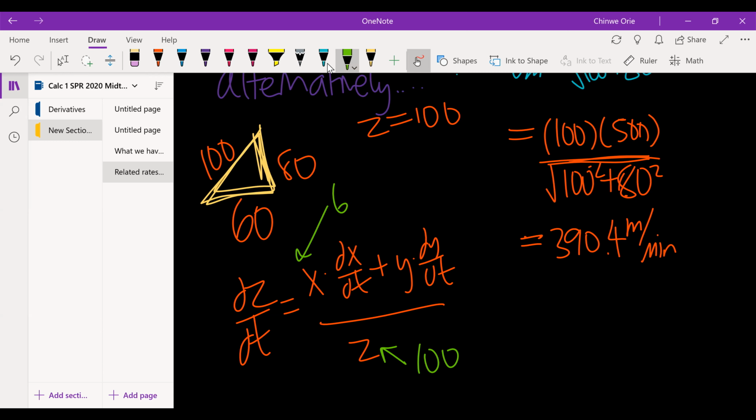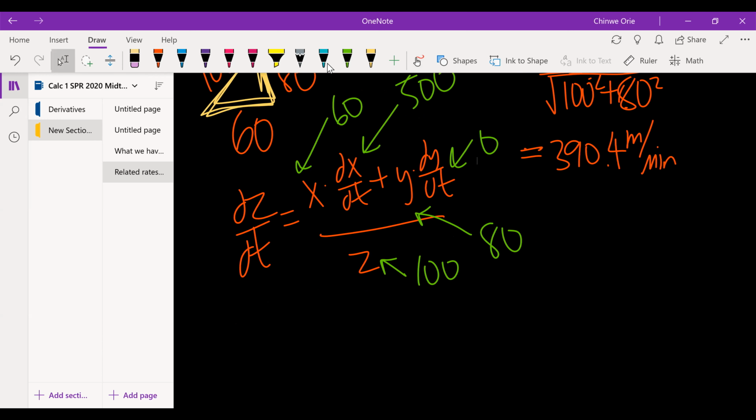That would be 60. That would be 500. And then that would be 80. That would be 0. Okay. Yeah. That's going to be what? 300 then? 300 meters per minute? Anybody else get 300 meters per minute?